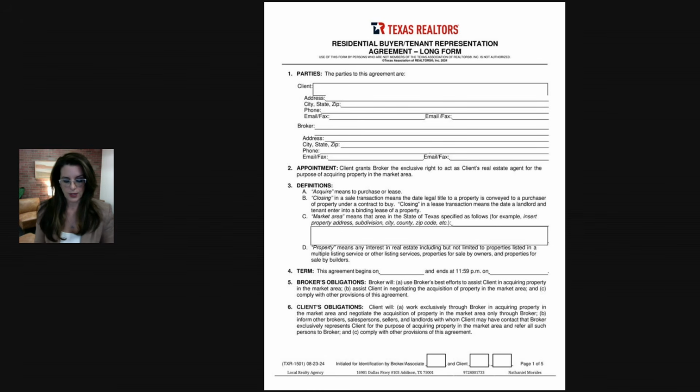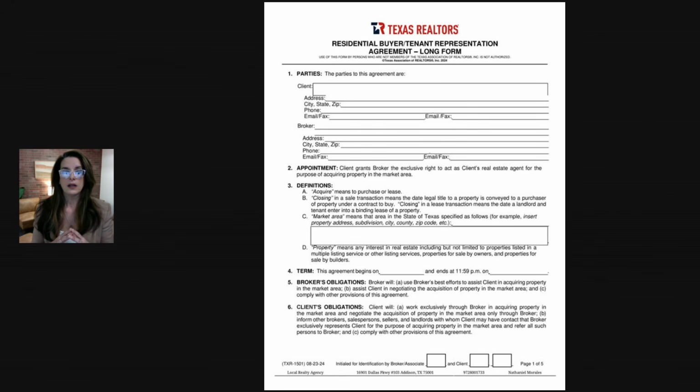Let's go to paragraph 3, which is definitions. Definitions is the area where the client authorizes you to find them a property and to service them. If you put a certain county in this paragraph 3 and your client finds a home in a different county, guess what? You're not making money, because you don't represent that client in that county. You only represent that client in this county. So be careful how you write up the service area.